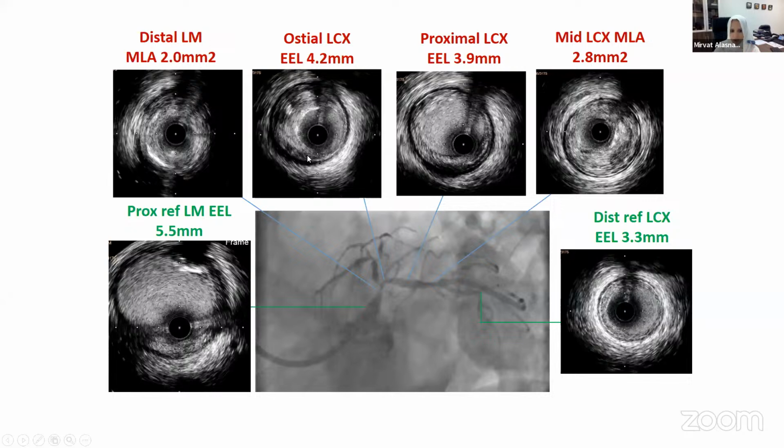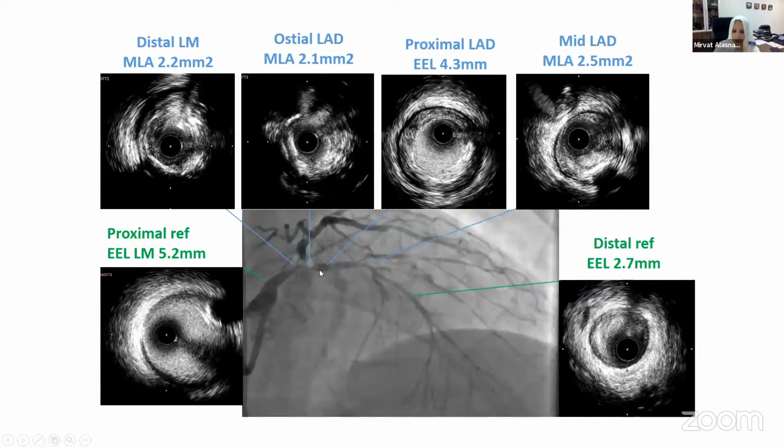You keep coming to the ostial circ, proximal circ, and mid circ, and identifying a reference diameter in the circ and segment that appears as close to normal as possible. And the EEL, again, is very measurable. So we measure it and we're able to pick it. Then we do a second run into the LAD with the same intravascular ultrasound. We compare the reference diameters that we're getting.